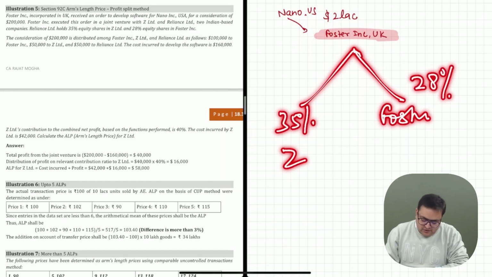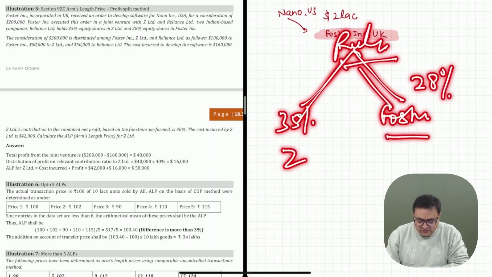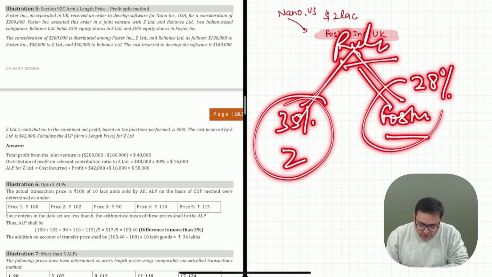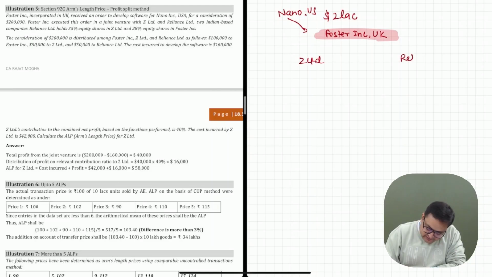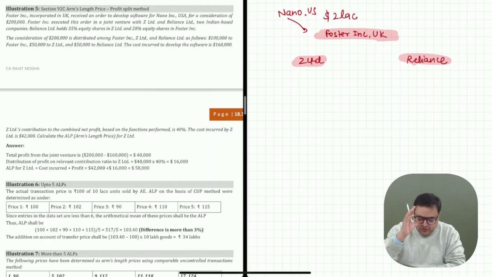Got it? And obviously, this is Reliance. So Reliance and Z are associated, no doubt about it. Reliance and Foster are associated, no doubt about it. And both of them would also be associated, because they are both held by Reliance, which has 26% or more. So Foster, Z Limited and Reliance are all associated enterprises, and these three are working to execute this project of $2 lakh.